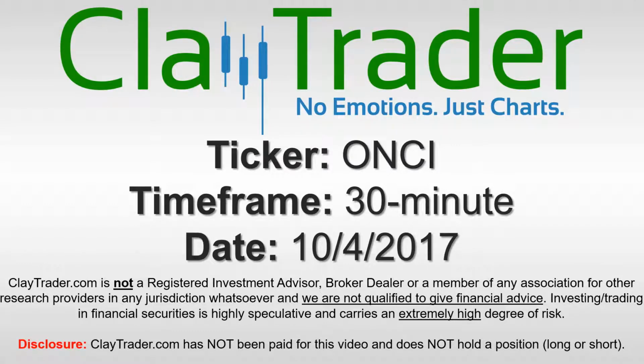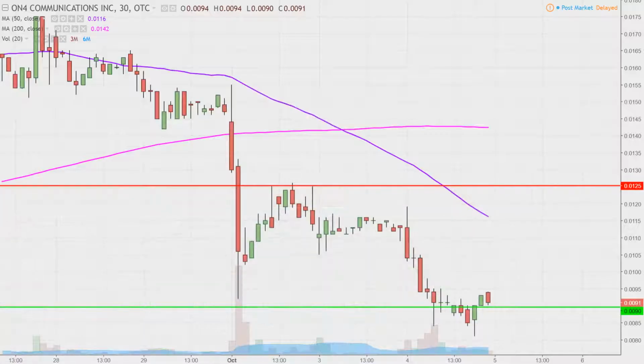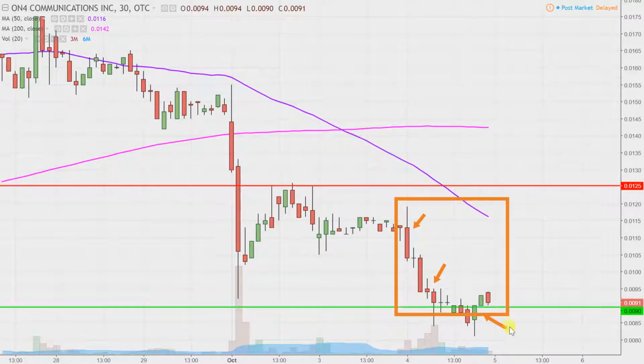We will take a look at the 30-minute time frame. Real quick, what do I mean by 30-minute, in case maybe you're new to charts? Instead of each one of these candlesticks representing one day's worth of price action, which is what you would normally see, each one represents 30 minutes. So while this may look like several days' worth of time, it's actually just today's price action broken down into 30-minute time slices.